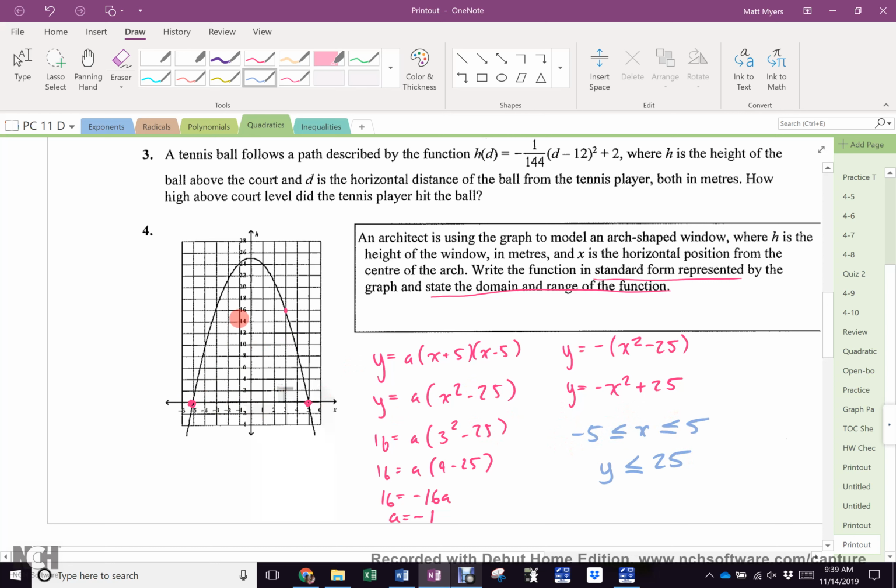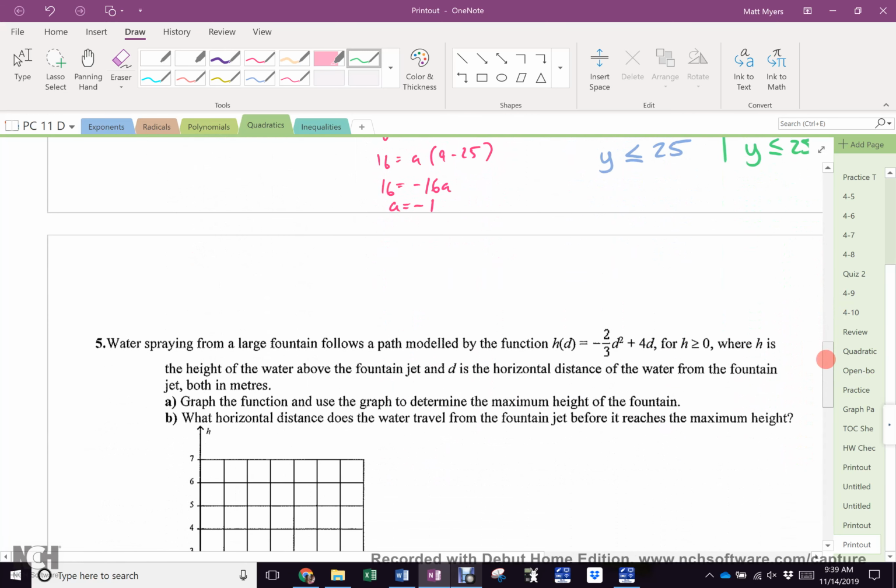Now Jacob in block D made a suggestion that this is what the real window would look like, but of course the real domain is x is a set of real numbers and y is less than or equal to 25, because of course that will stretch out.